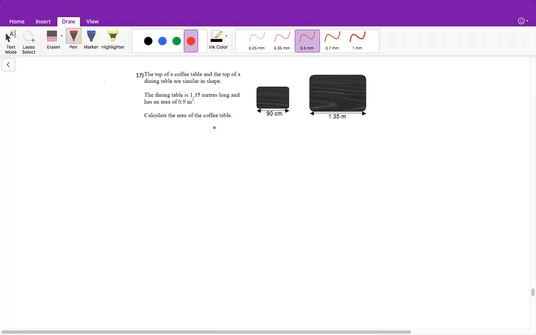All right, so for here, the first thing you have to identify is it says the top of a coffee table and the top of a dining table are similar in shape. The dining table is 1.35 meters long and has an area of 0.9 meters squared. So that means the area for this figure is equal to 0.9 meters squared. That is the area of our dining table, the bigger table. And it says calculate the area of the coffee table. So what does this area equal to?